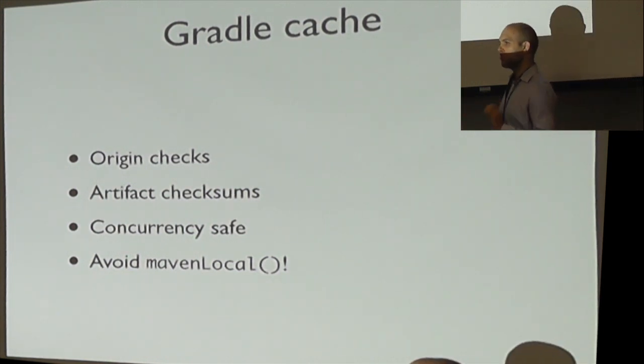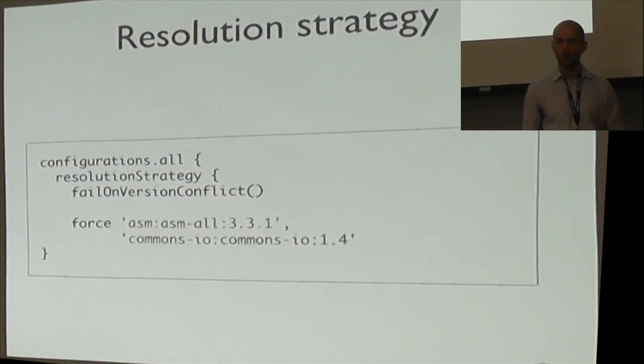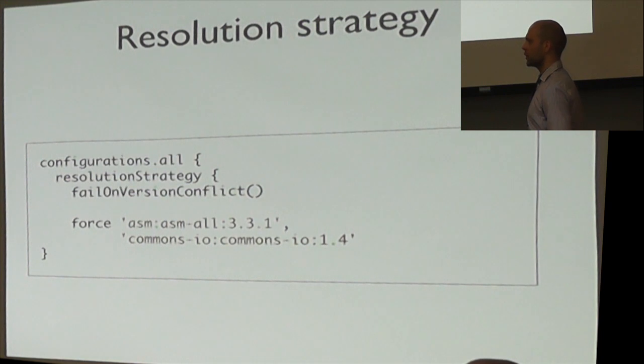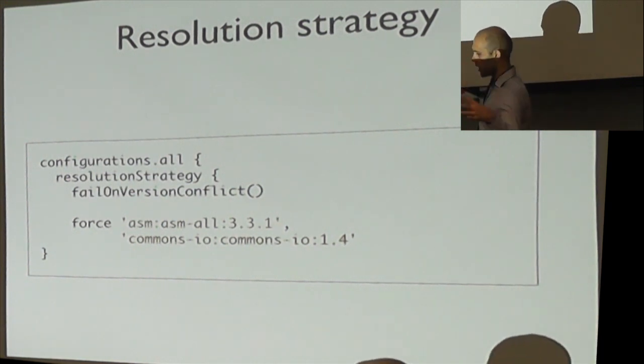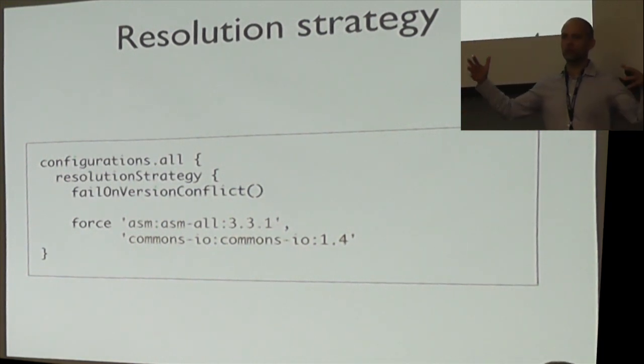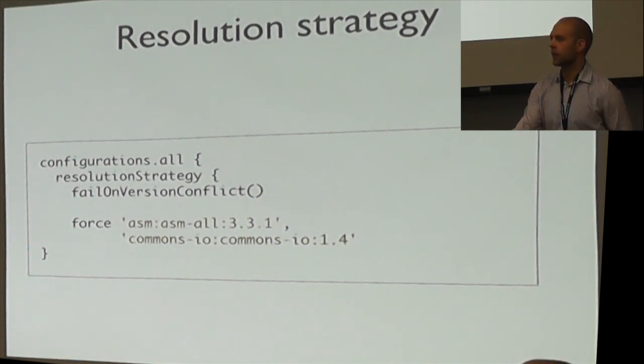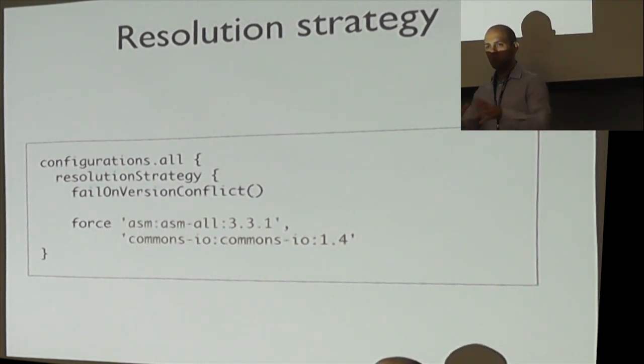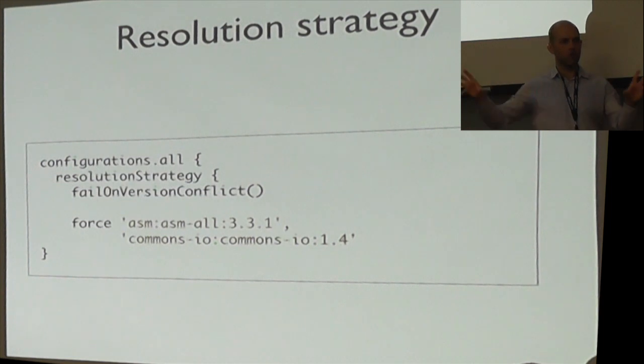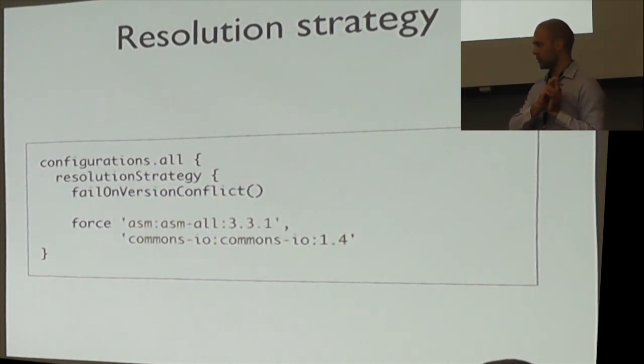But actually, within your build, you have some control as well. So I don't know how many people have come across this yet. But you can control the resolution strategy, how Gradle decides what to do when your class path has multiple versions of a single dependency. By default, Gradle will use the newest, which works reasonably well. It will just automatically evict all the other versions and just give you the newest one.